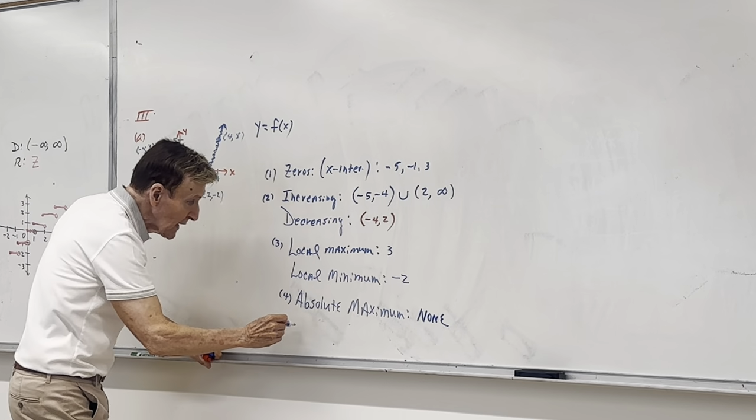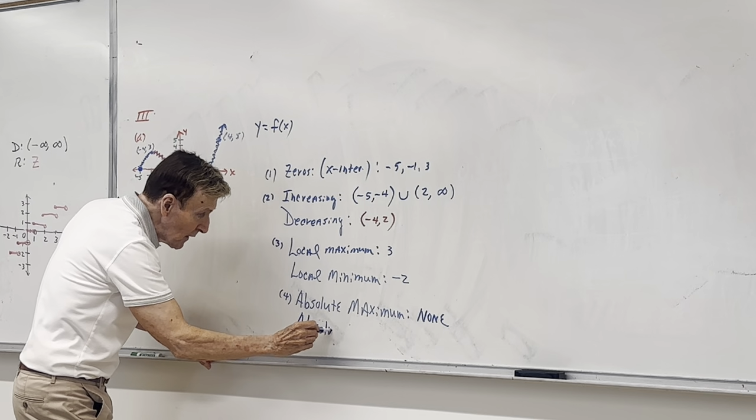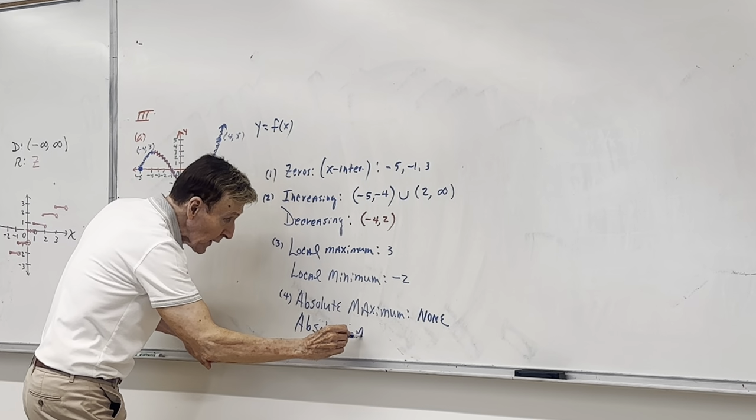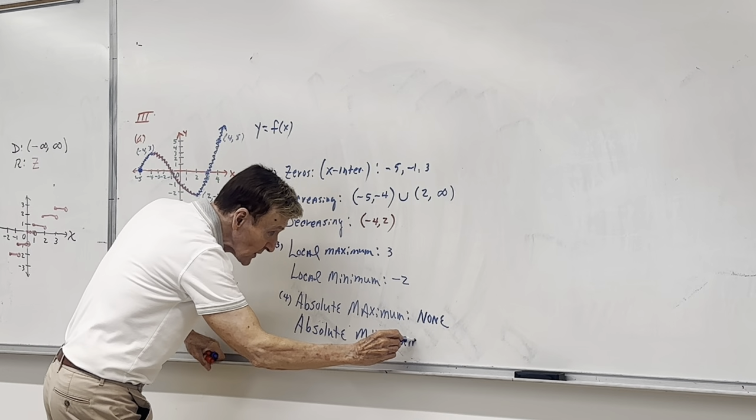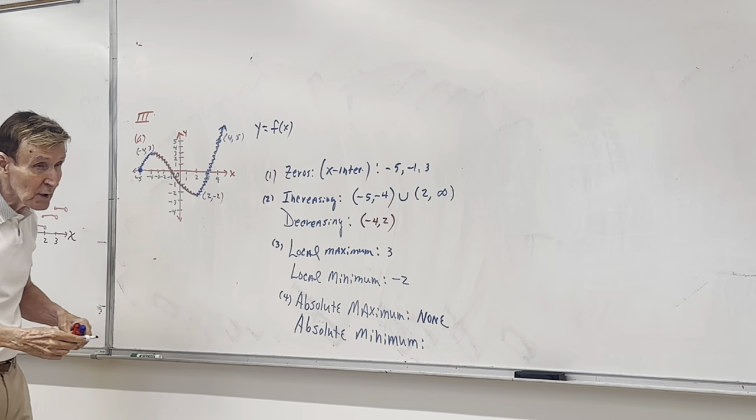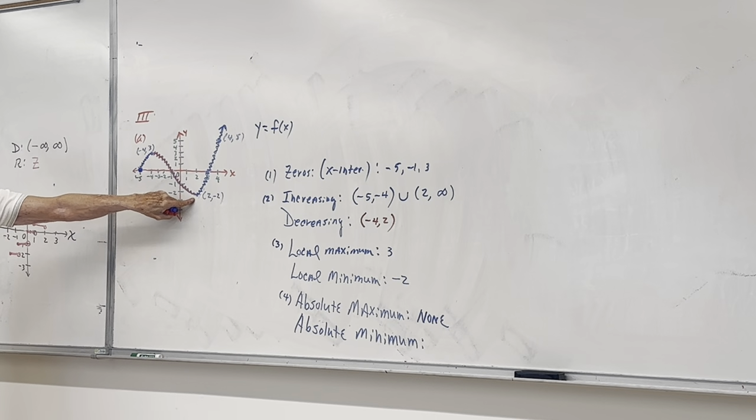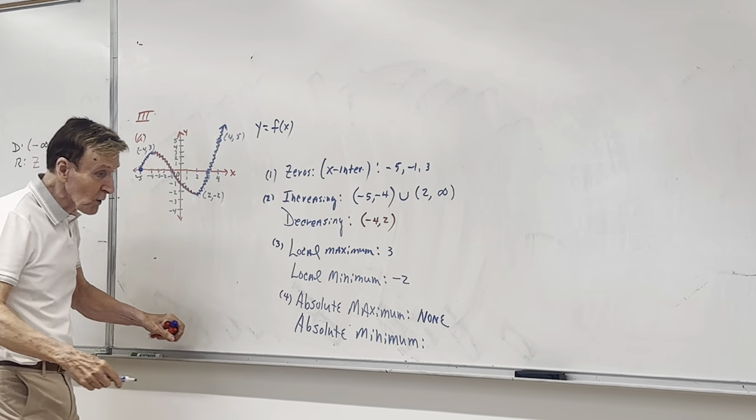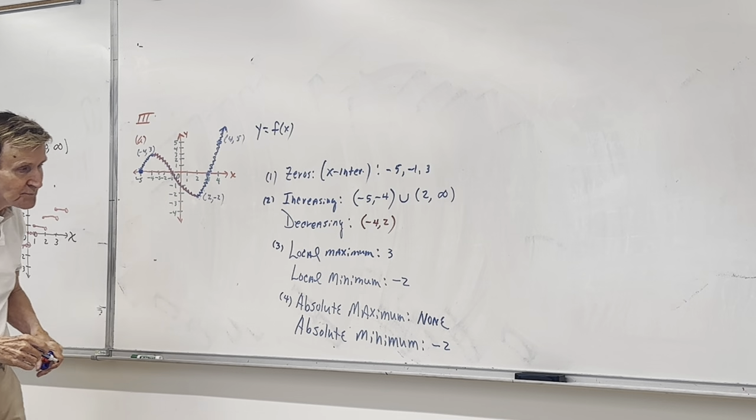Sometimes there is. Now, might there be an absolute minimum point? And I'll describe that to you. Is there a point on this graph that you would say, Professor, it's the lowest of all points? And it looks like right here is the lowest point on the graph altogether. And therefore the y coordinate, I just need the y coordinate. The absolute minimum is -2.